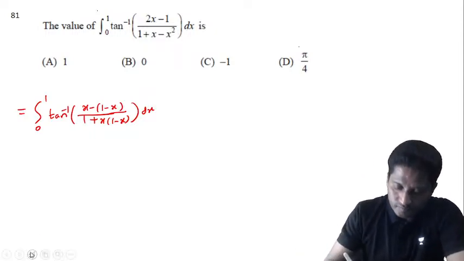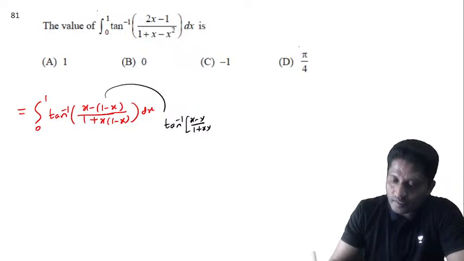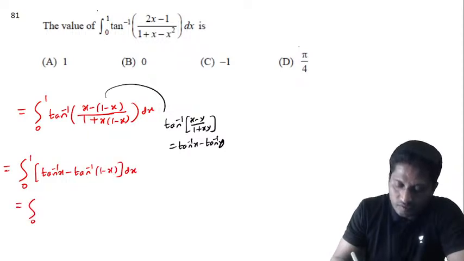Now this is of the form tan inverse of (x minus y) by (1 plus xy). The formula is equal to tan inverse of x minus tan inverse of y. So 0 to 1, this is tan inverse of x minus tan inverse of 1 minus x. If you open this bracket, you get 0 to 1 tan inverse of x minus 0 to 1 tan inverse of 1 minus x.